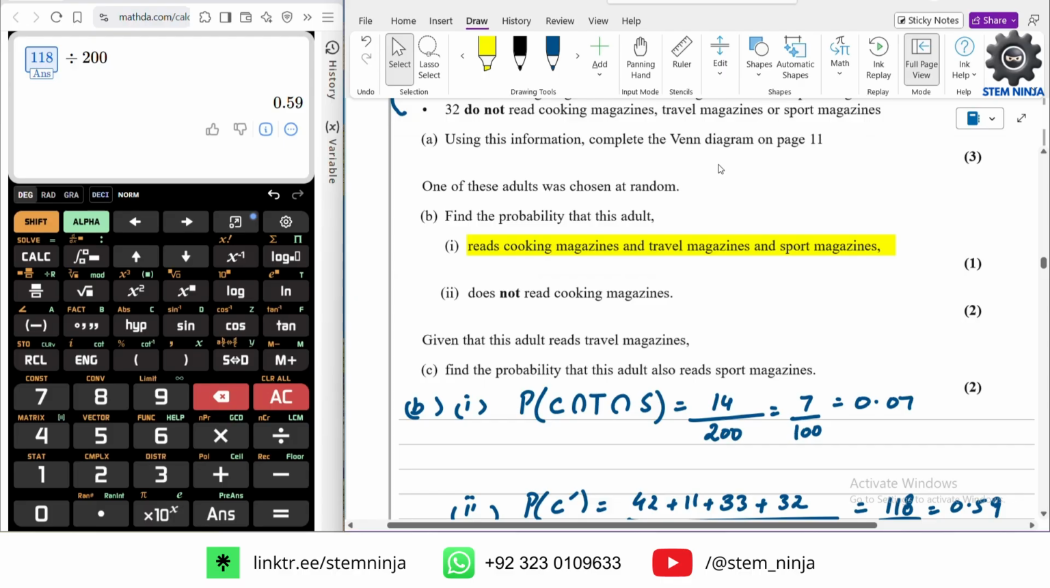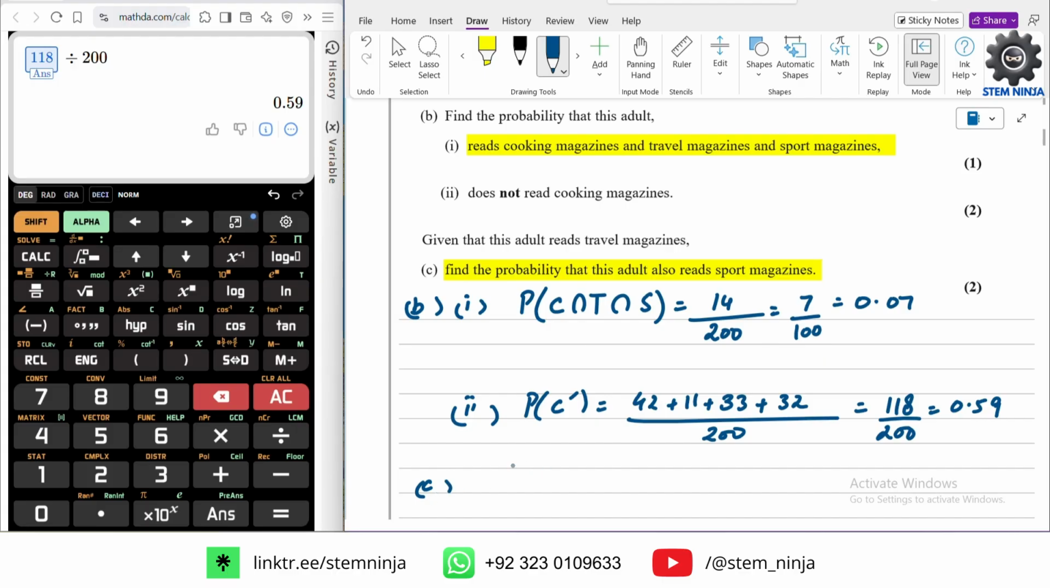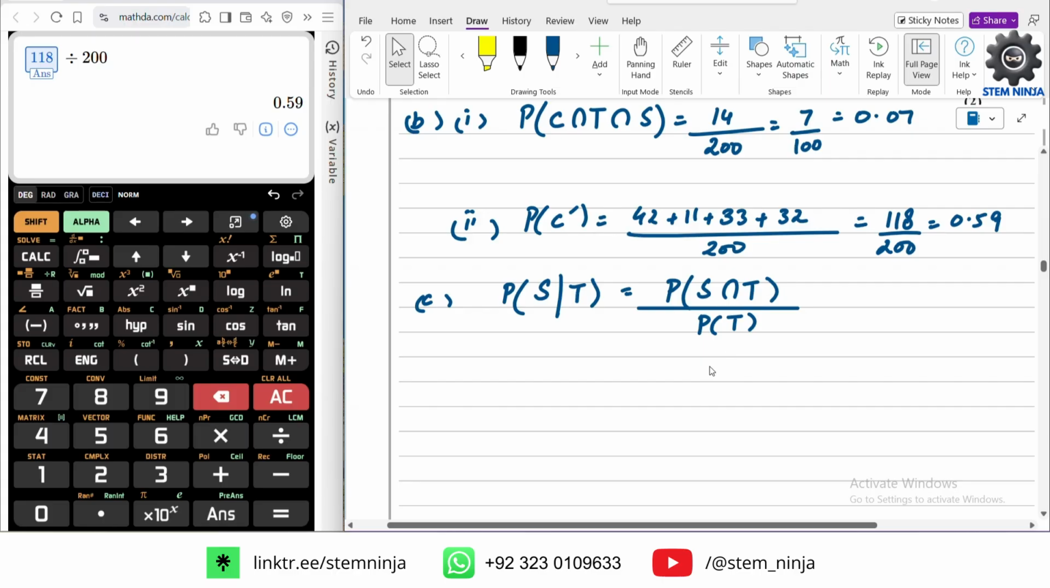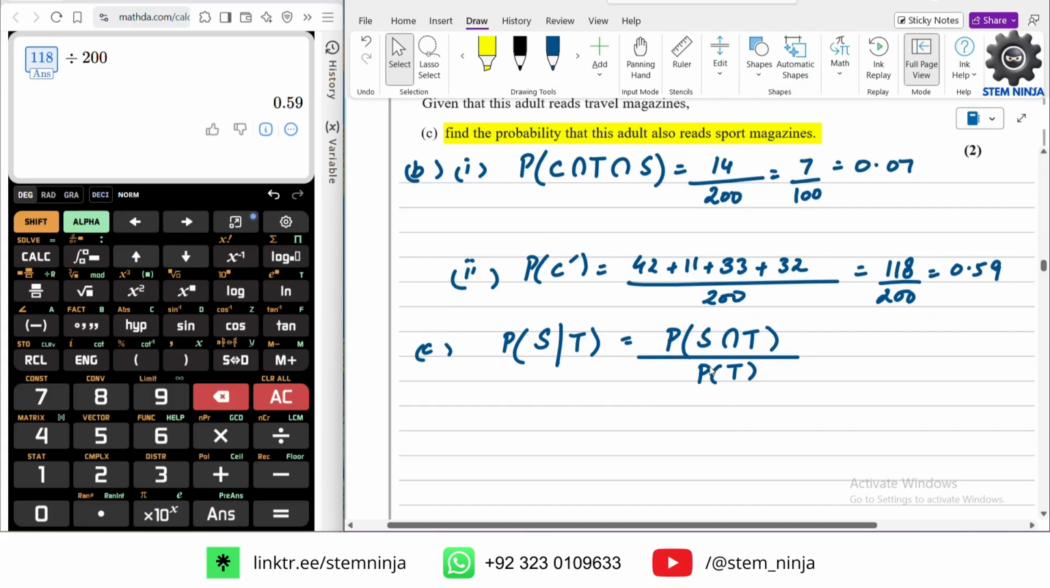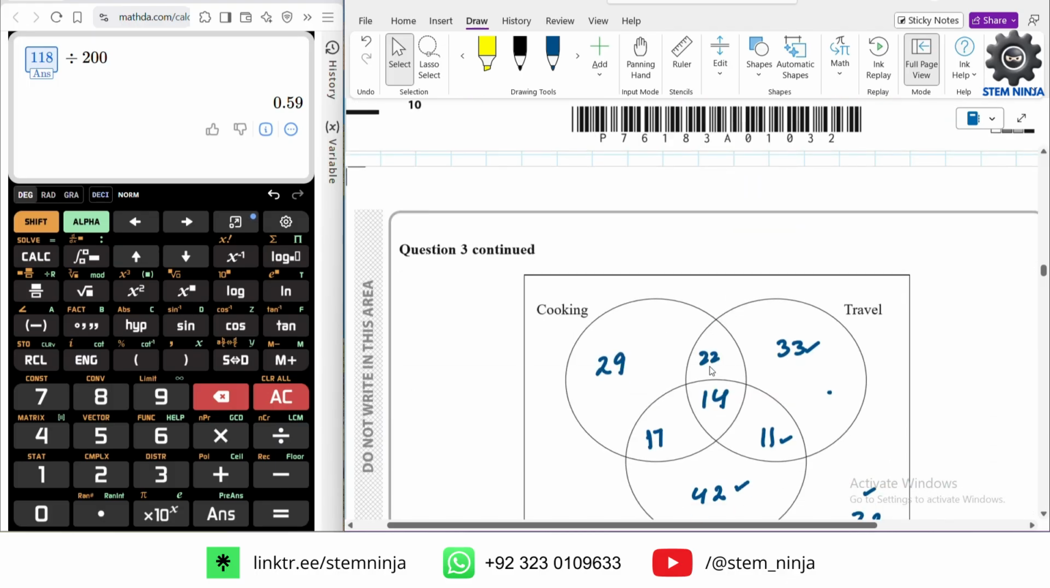Given that this adult reads travel magazines, find the probability that this adult also reads sport magazines. Now this is a conditional probability. The condition is that this adult reads sport magazines given that he also reads travel magazines. So using the conditional probability formula, you have S intersecting with T divided by probability of T. Basically, of the travelling ones, how many of them also read sport magazines.